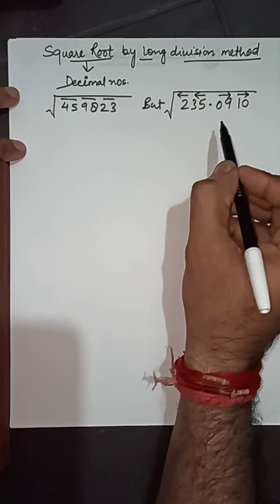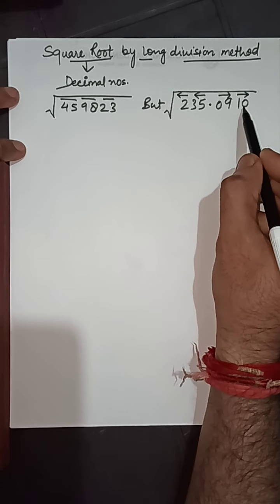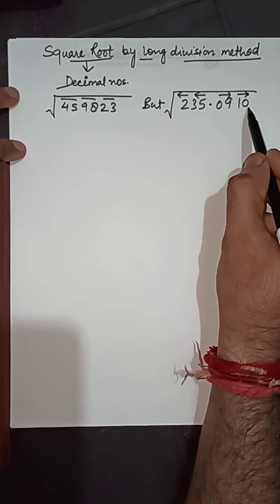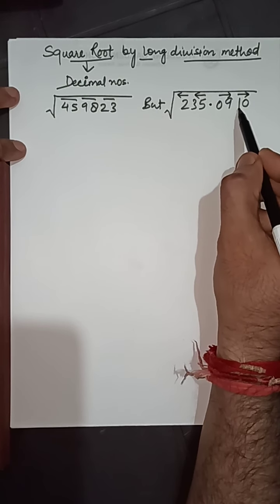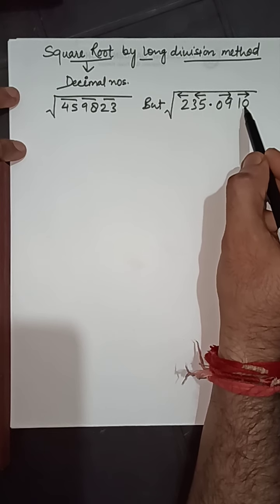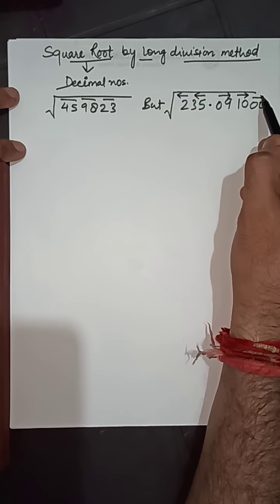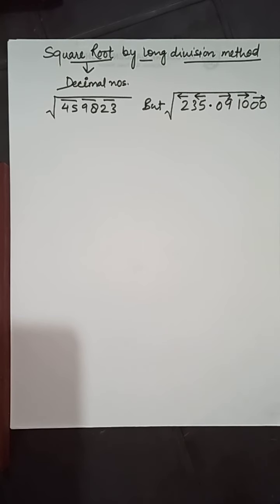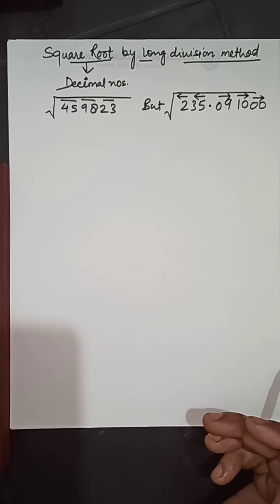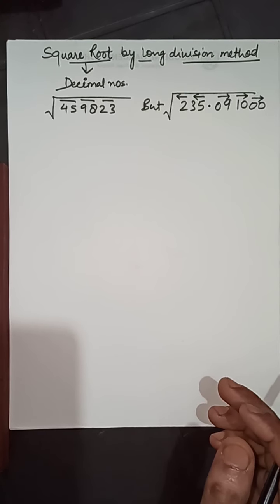After the decimal, remember, the number of digits must always be even: 2 digits or 4 digits or 6 digits. In the previous example there were only 3 digits after the decimal, so affix 0 and make the number of digits even. If required, you can add more zeros after the decimal. This is the most important part, which you have to remember.